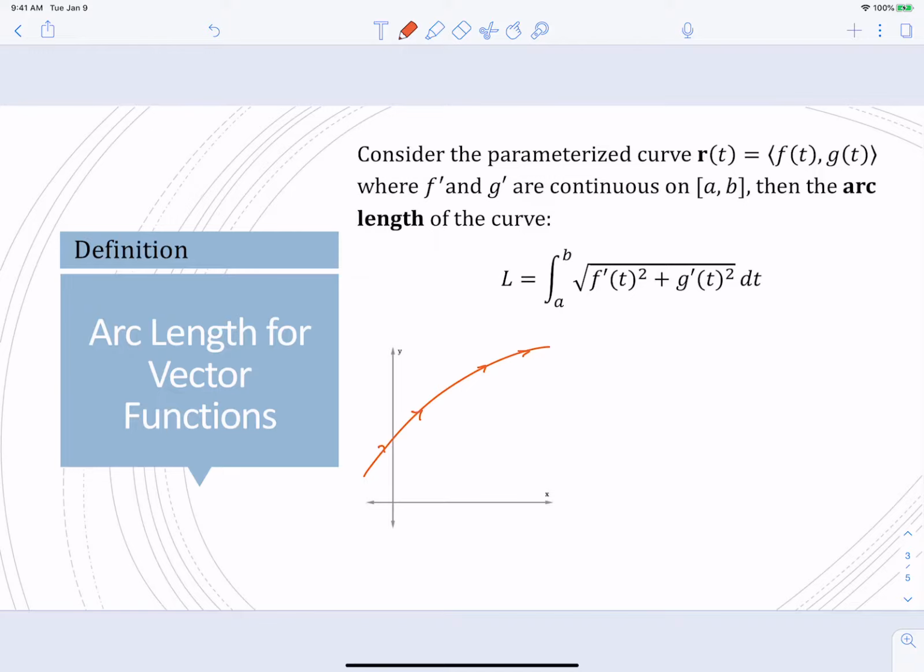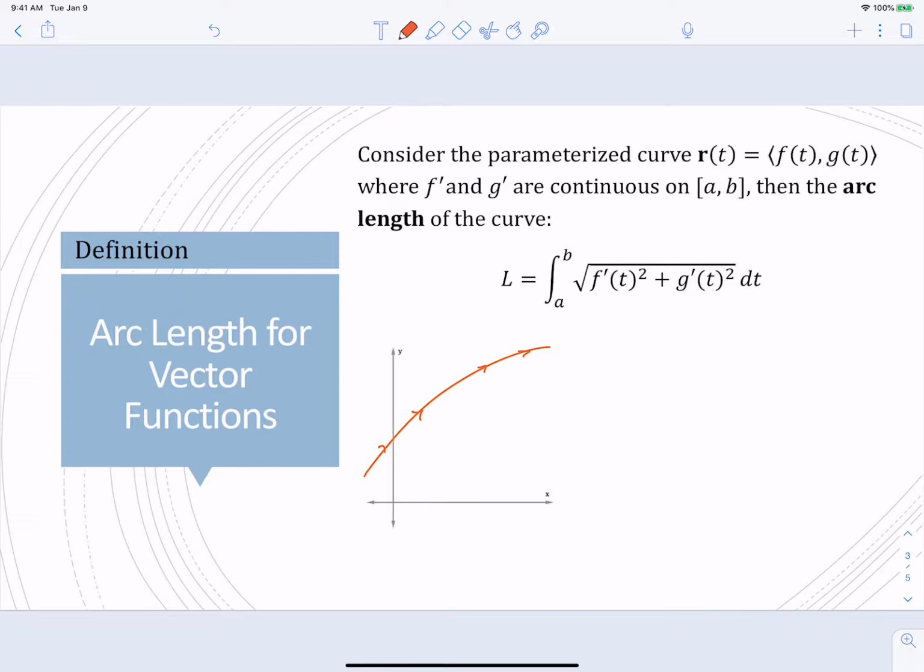And with this, f prime and g prime are continuous on our interval a to b, and then the arc length of this curve is going to be the integral from a to b of the square root of f prime of t squared plus g prime of t squared.